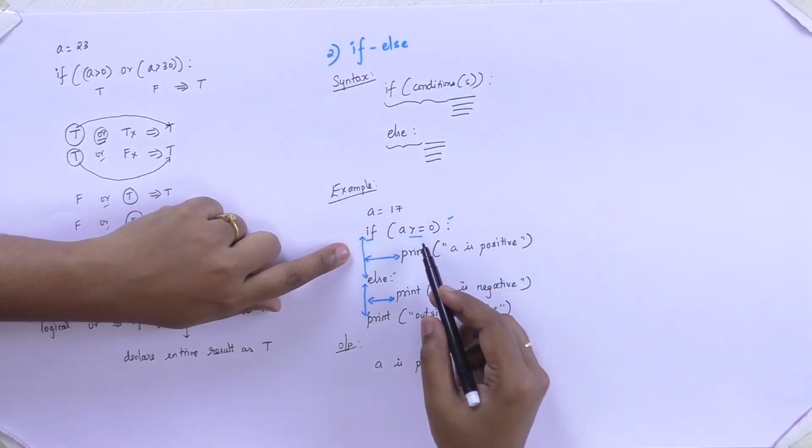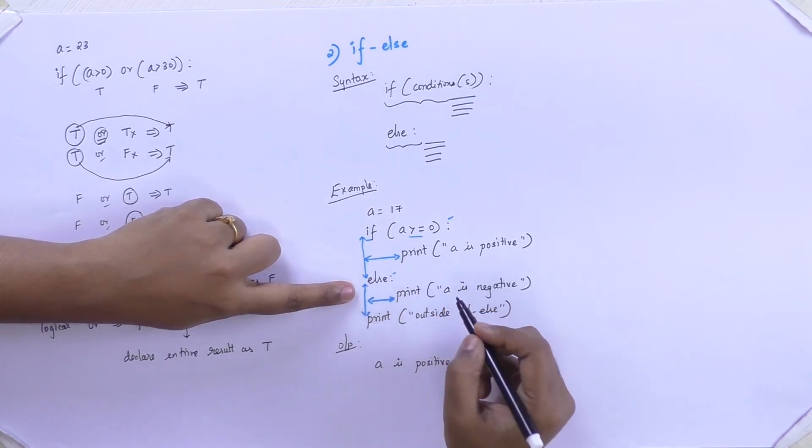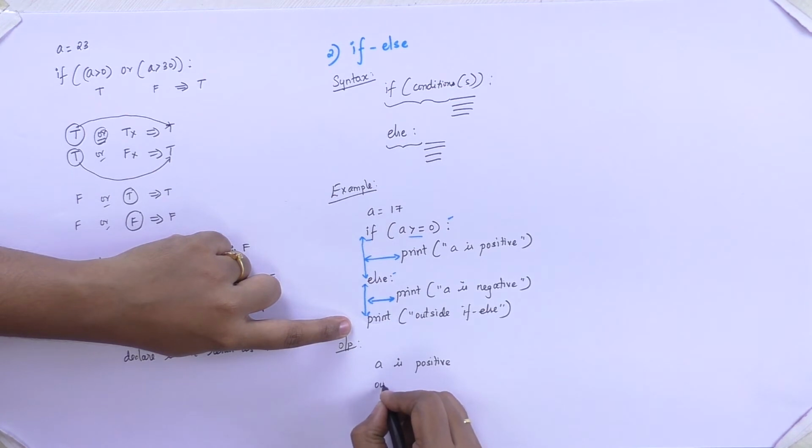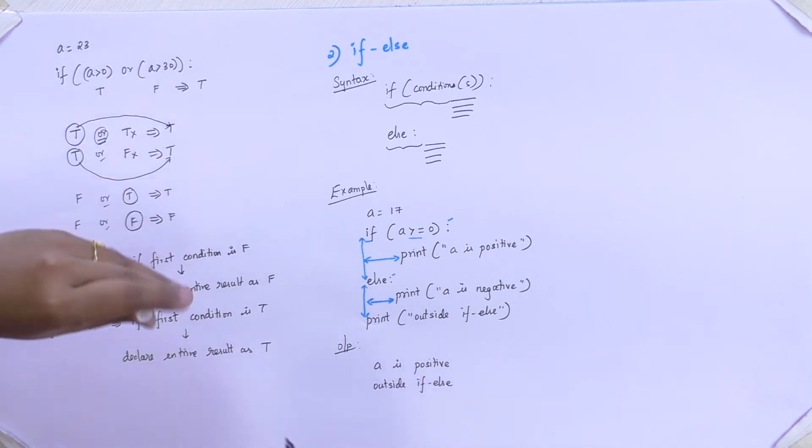So there will not be any programming scenario or situation where both your if and else block will get executed. If your if block is getting executed, else will be skipped. If your else block is getting executed, if will be skipped. There will be no programming scenario where both of your if block and else block will get executed. So in this case, since the condition is true, I'm executing the if block and I'm skipping the else block and coming out of it and I'm printing outside if else. So this is how you can write it.